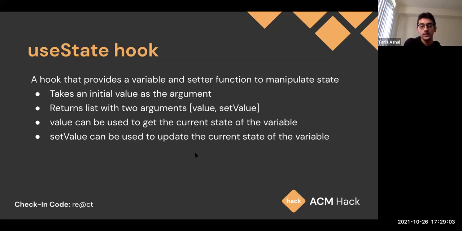So the first hook that we use a lot is useState, to mimic the same actions we just took with the state object. It's going to take an initial value and return a list with 2 elements that gives us a value and a setter function for the value. The value can be used to get the current state of the variable, and we can call that function with the value we want to update it to, to set it to something else.